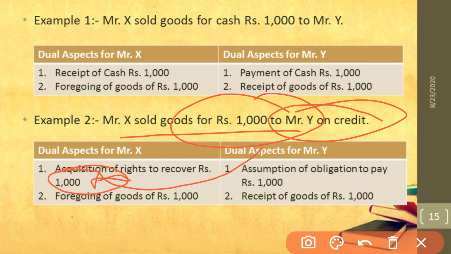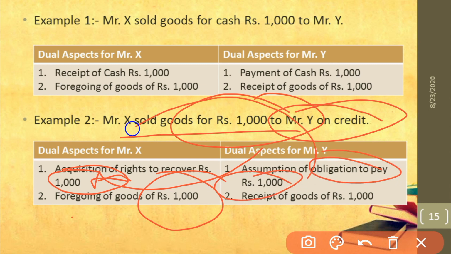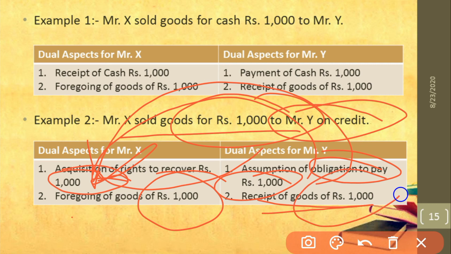He has sold the goods of rupees 1000 to Mr. Y. In the books of Mr. Y, we can say assumption of obligation to pay rupees 1000. In the near future, he is supposed to pay rupees 1000 to Mr. X. Hence, the creditor of Mr. Y is Mr. X, right? And also, Mr. Y has received goods of rupees 1000.